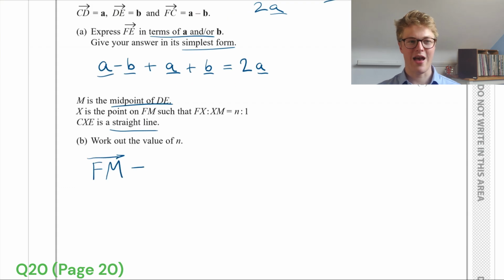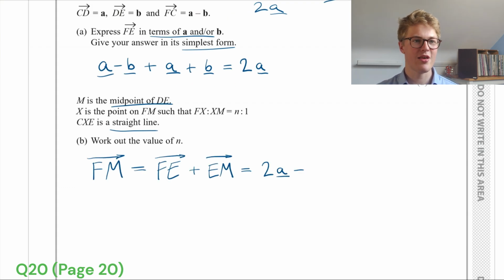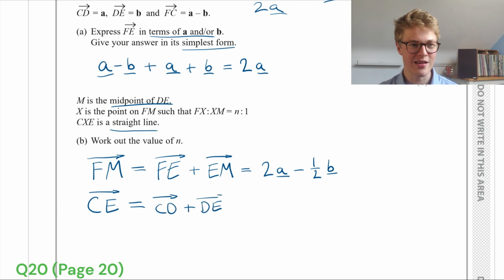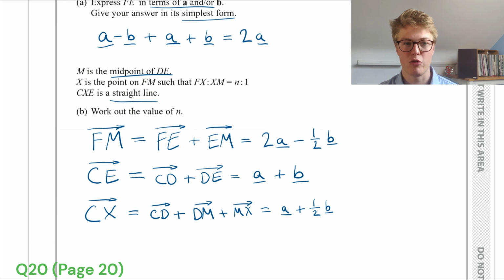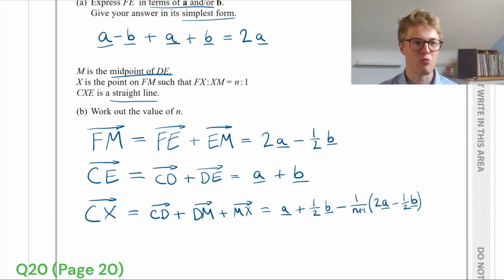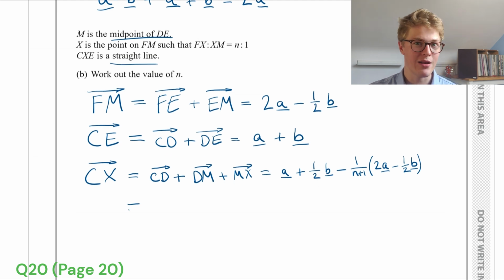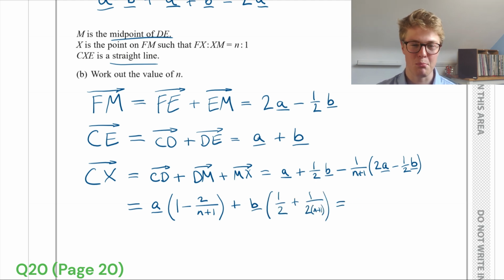So FM is equal to FE plus EM. This is the same as 2a minus a half b, because remember M is halfway, which means that DM is going to be a half of b. Moving on, CE equals CD plus DE, which is a plus b. CX is equal to CD plus DM plus MX, which is a plus a half b minus 1 over n plus 1 times 2a minus a half b. It's 1 over n plus 1, because remember the ratio of FX to XM is n to 1, so therefore that little bit at the end of XM is going to be 1 over n plus 1 to give us our ratio, okay? So this simplifies to a times (n minus 1) over (n plus 1) plus b times (n plus 2) over (2n plus 1).